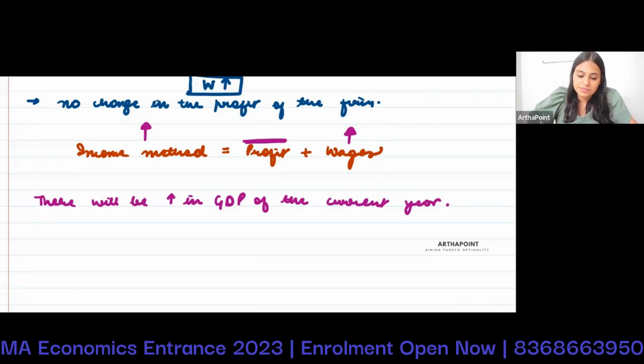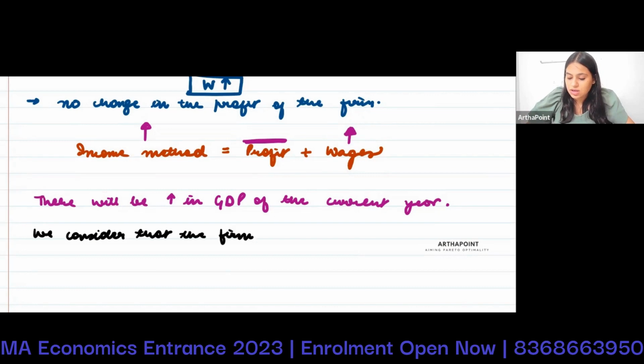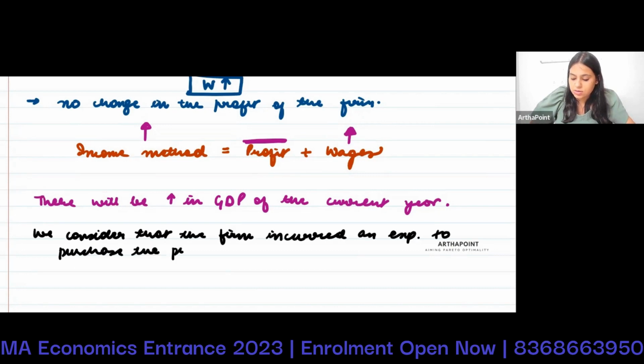So we consider, please write this down, this is important. We consider that the firm incurred an expenditure to purchase the product from itself. We can also consider this, that currently the firm is increasing its own expenditure because it is purchasing the product from itself to close the accounts.